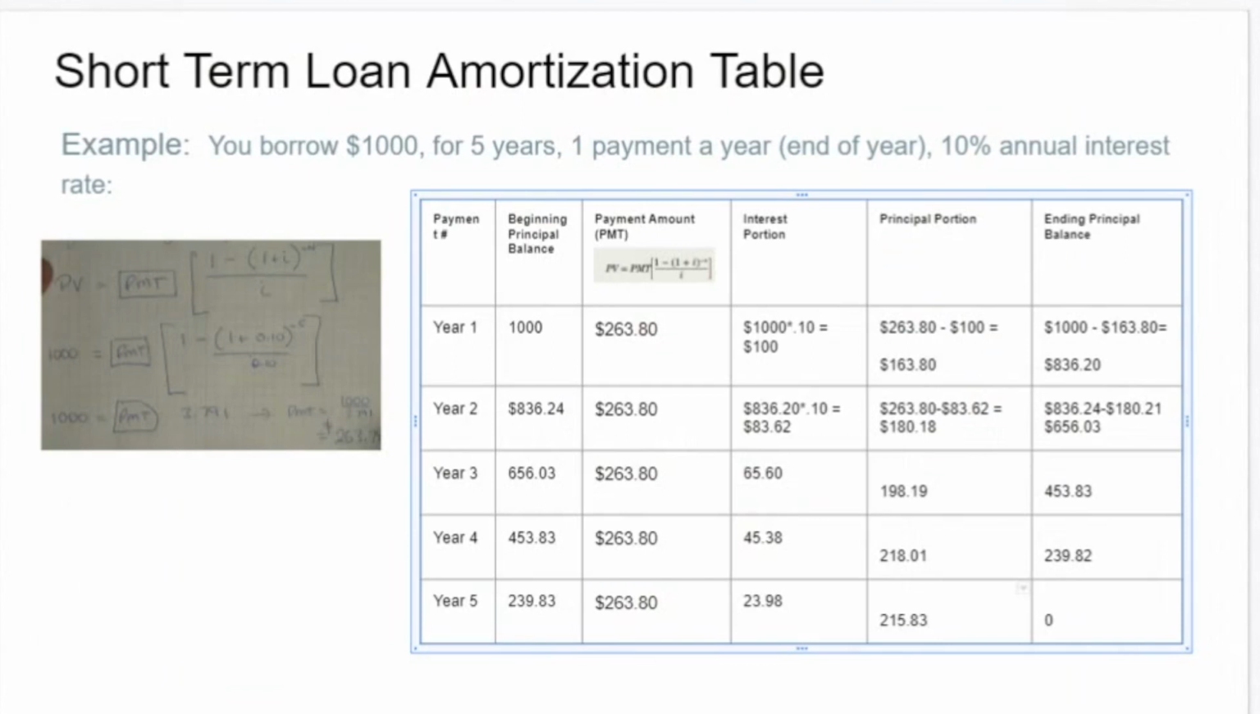So year 1, year 2, year 3, year 4. If someone asks you, how much do we owe on the loan at year 4? $239. How much total interest did we pay after year 4? Well, if we added up the interest, 100 plus 83.62 plus 65.60 will be the total amount of interest that we paid on the loan up until year 3.